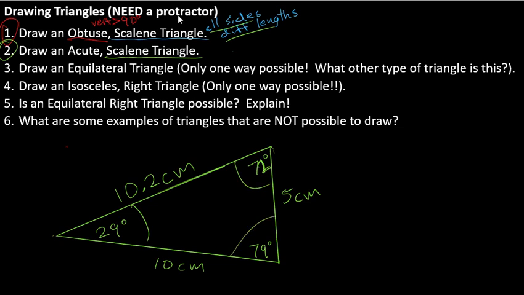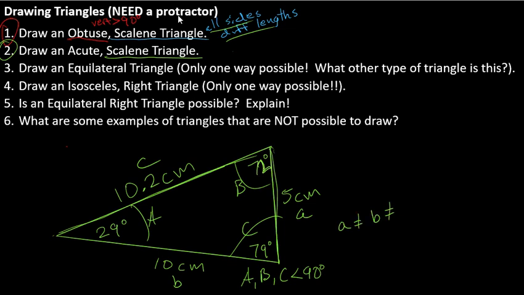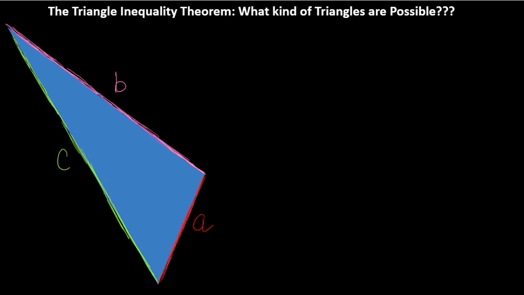Okay, so all three angles are acute, right? So if I call this A, B, C, A, B, and C are all less than 90 degrees. And then all three of my side lengths, side A, side C, and side B, are unequal, not congruent, which makes it a scalene. Right, so that was a little crash course on that.